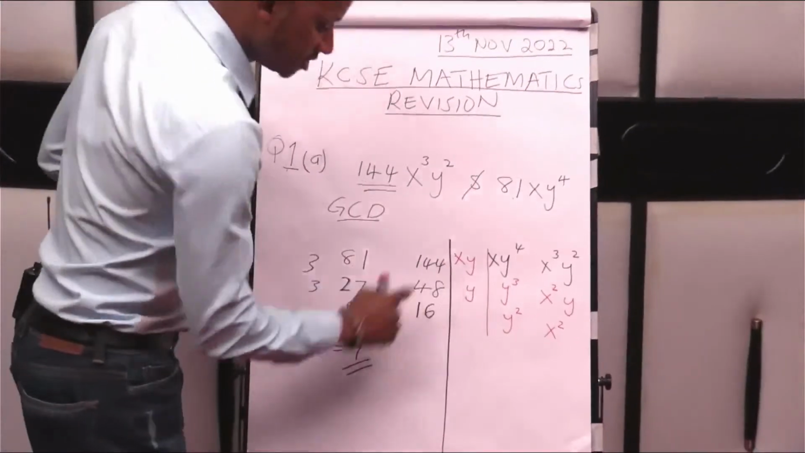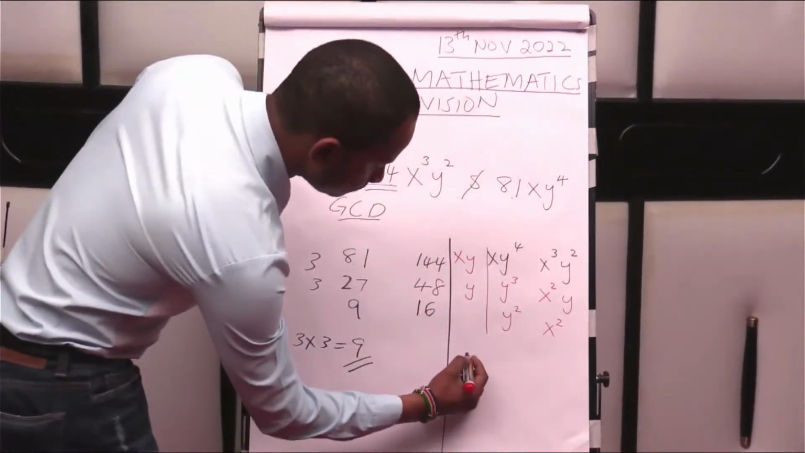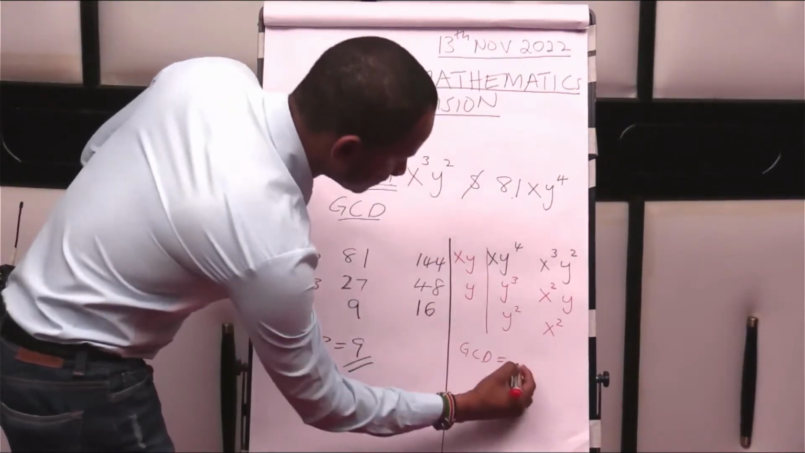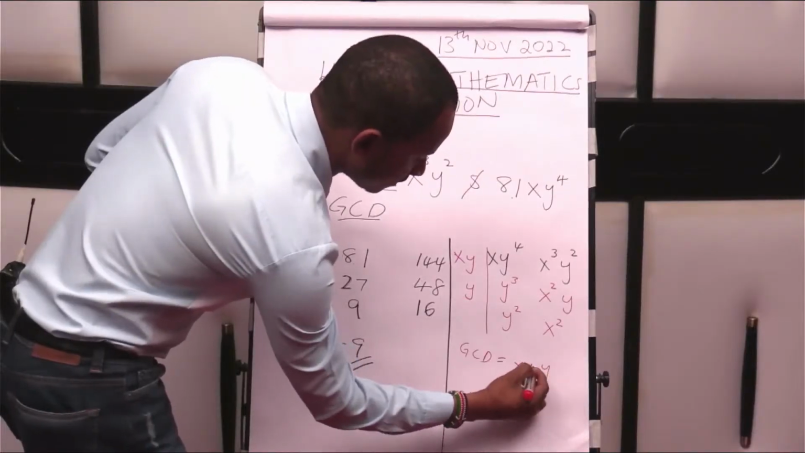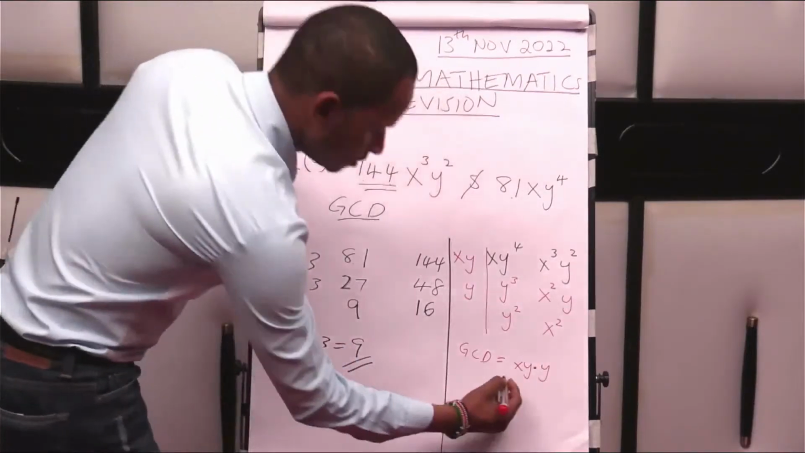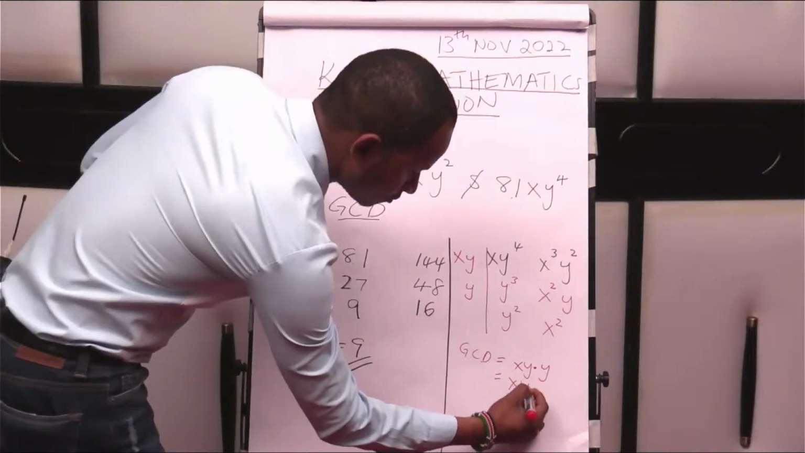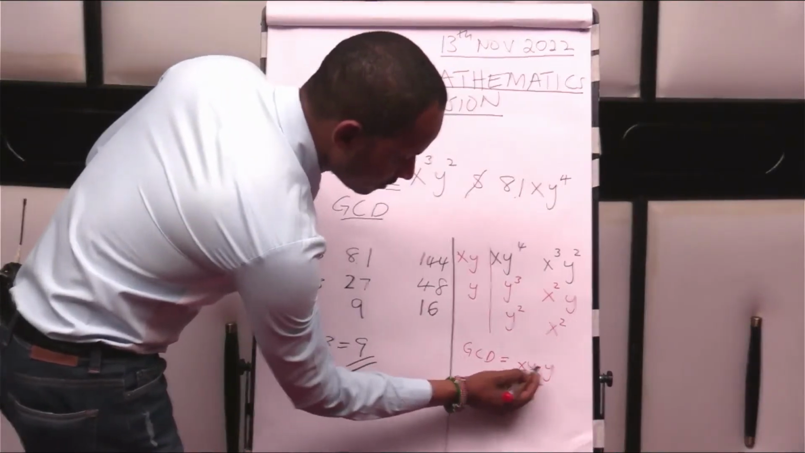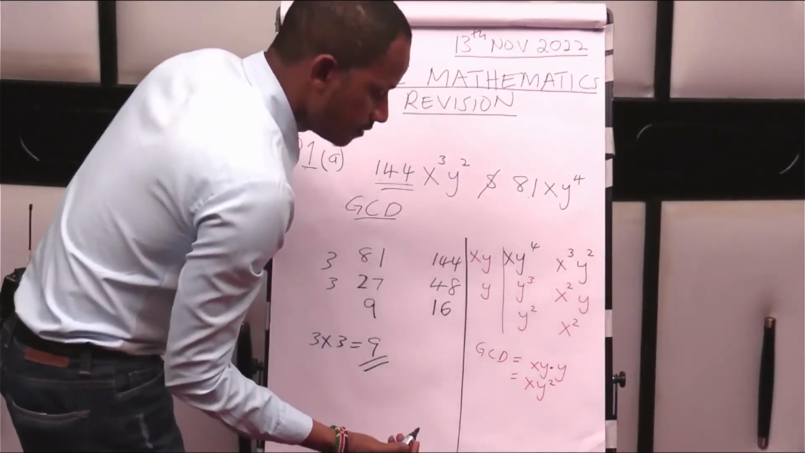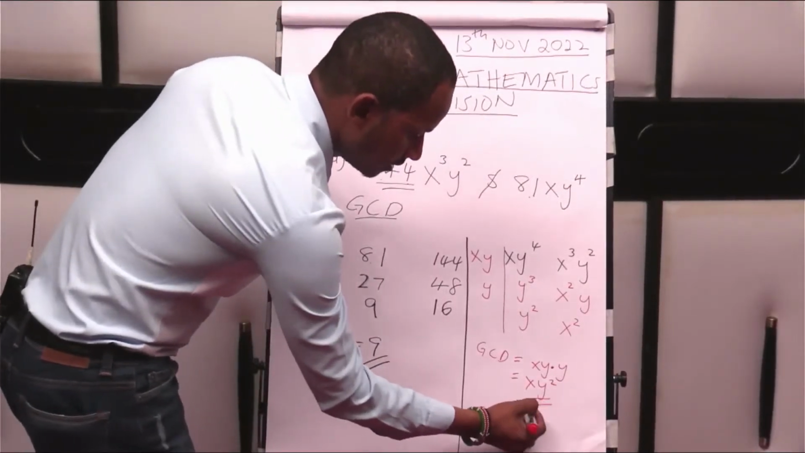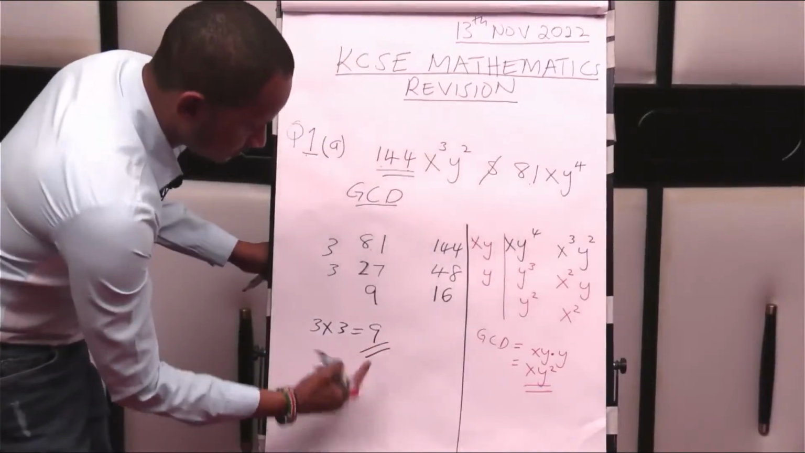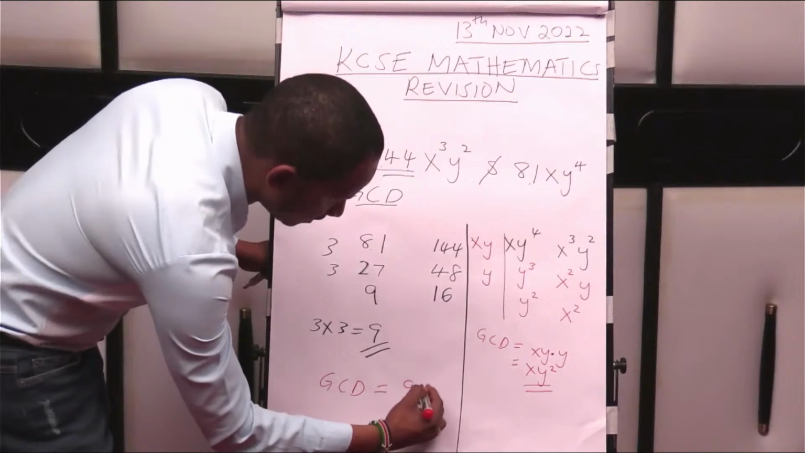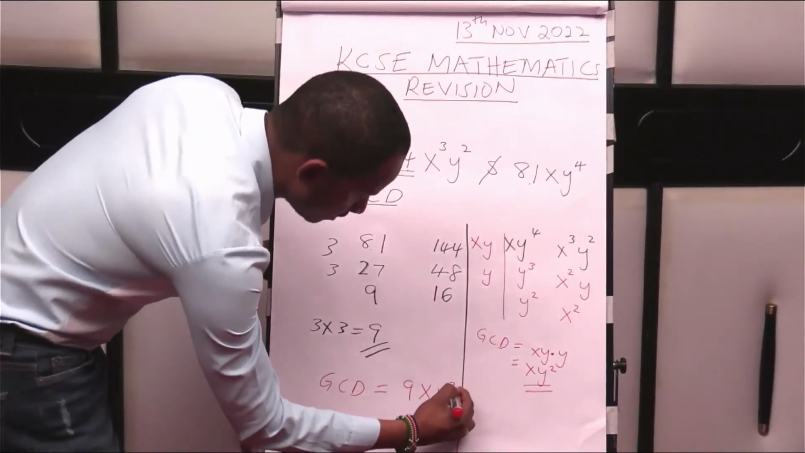Therefore, our GCD will be x y times y. This dot means times. It becomes x y squared. x y times y, you only multiply y by y, becomes x y squared. So you combine this and this. So therefore the GCD equals 9xy squared.